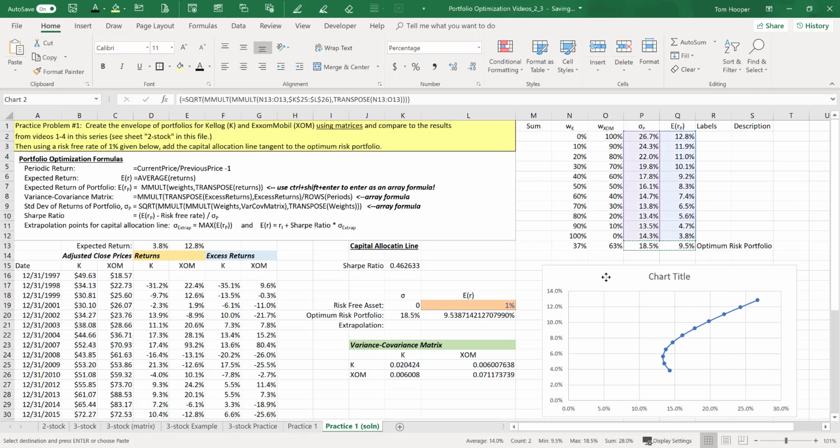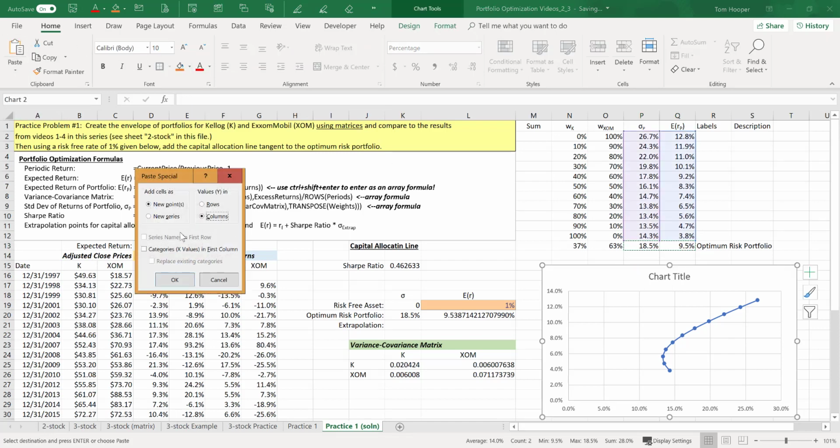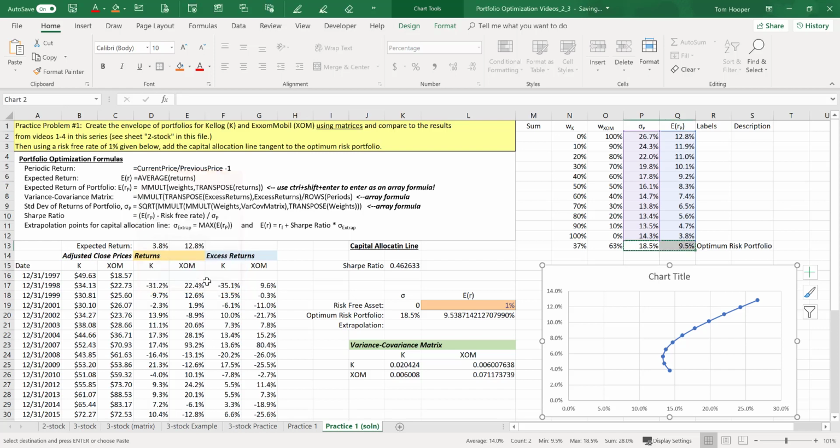So I'll copy, choose the chart, HVS to get to paste special. Tell it that it's a new series with the categories in the first column and no names in the first row. And now we do get a dot up here for that optimum risk portfolio. So the theory is if we drew a line from the 1% through the dot, it would be tangent. The line would be tangent at that point.